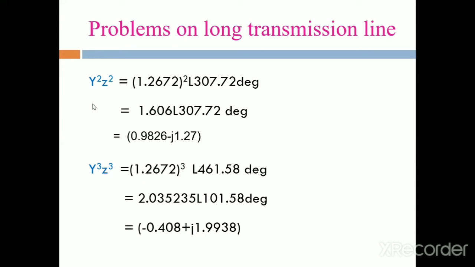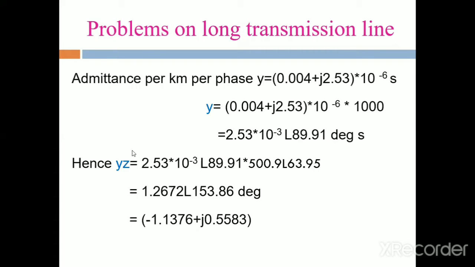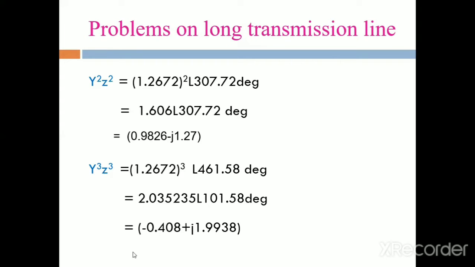Next, we calculate Y square into Z square. After that, we calculate Y cube into Z cube. First of all, Y square Z square: 1.2372 square at an angle of 3. After that, we multiply this value, then we obtain 0.9826 minus j1.27. Next, we calculate Y cube Z cube, that is minus 0.408 plus j1.9938. Okay, these are the values for YZ, Y square Z square, and Y cube Z cube.